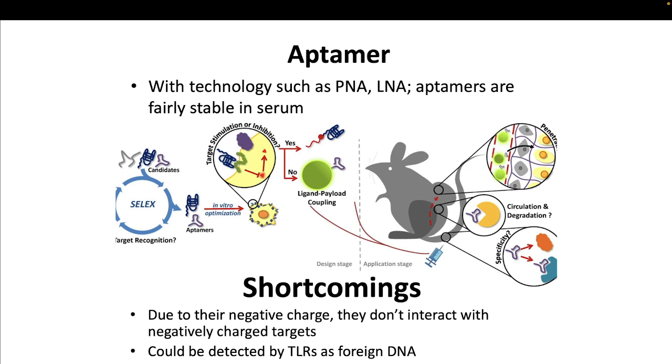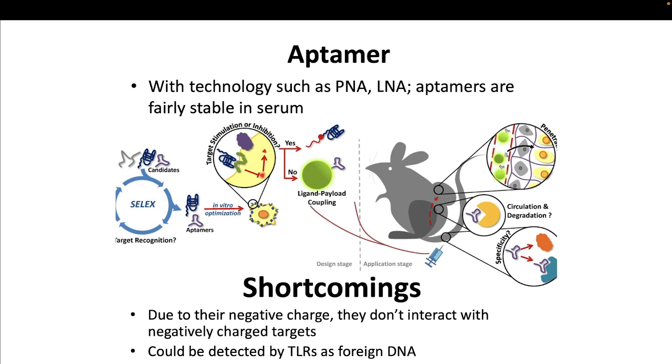For example, let's say you're targeting your drug delivery to a particular cell and it has receptors on it, or the lipid layer which is present in the membrane might be negatively charged. So if you're trying to deliver your drug into such a cell where the surface is negatively charged, then your aptamers might not have much interaction with these cells. Since they are negatively charged, they'll start repelling each other.